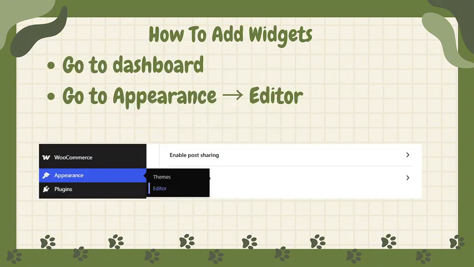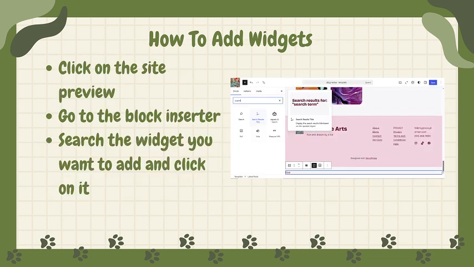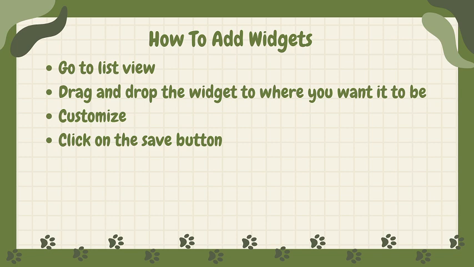So now how to add widgets? You go to your dashboard, go to appearance, you click on the editor option, then you click on the site preview, you go to your block inserter, you search the widget you want to add and click on it. Then after you've clicked on it, you go back to your list view, you drag and drop the widget where you want it to be. You could customize the widget, then you'd click on the save button.